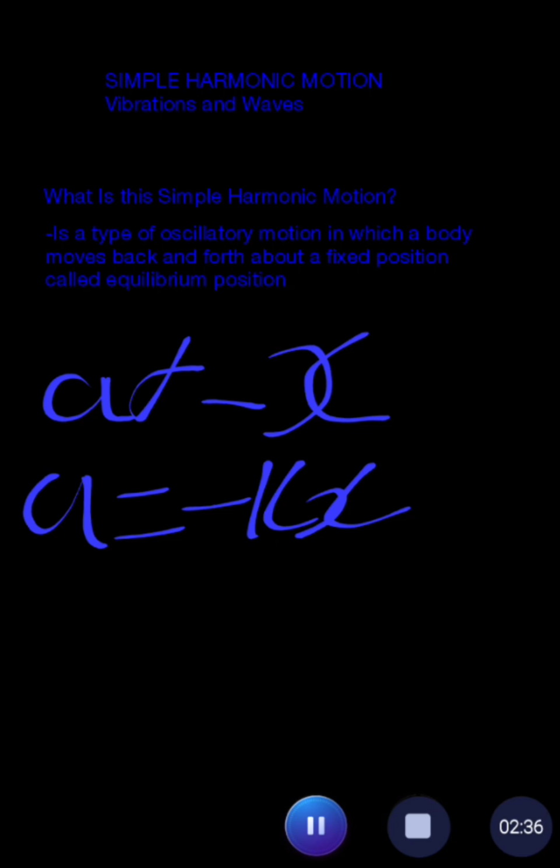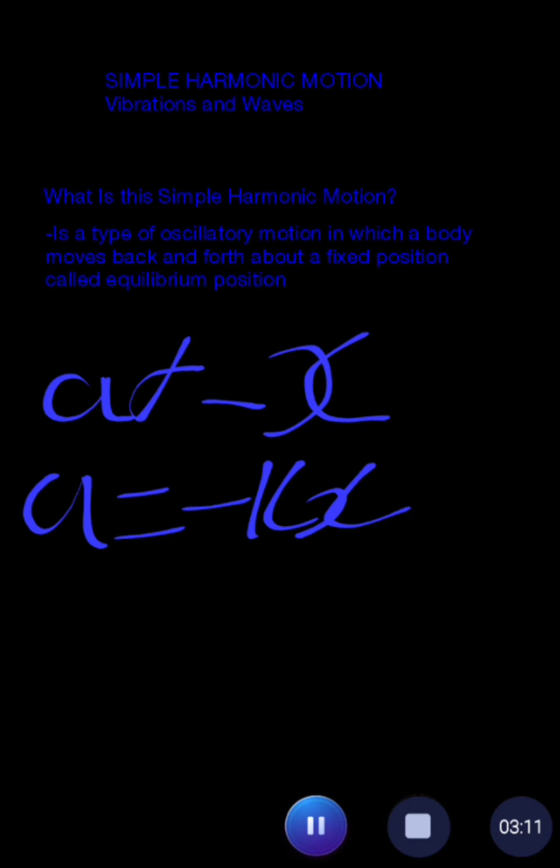So let's go to some real life examples. What are real life examples of simple harmonic motion? The first one is a mass attached to a spring. That object will go and come back, and that process we call simple harmonic motion. Another one is a simple pendulum for small angles, and also vibrations of a tuning fork. Those are the real life examples of simple harmonic motion.